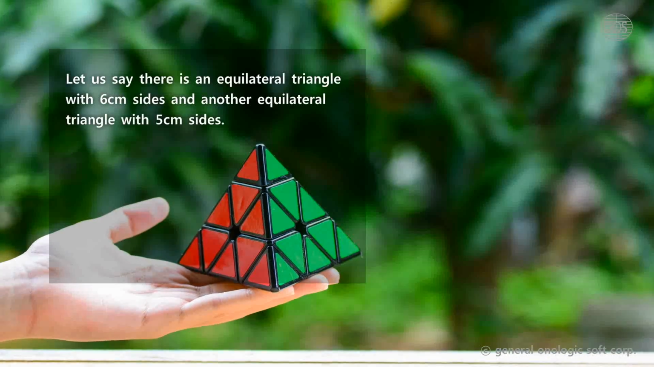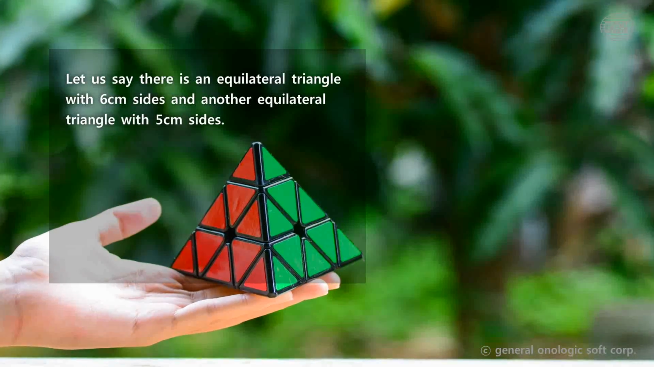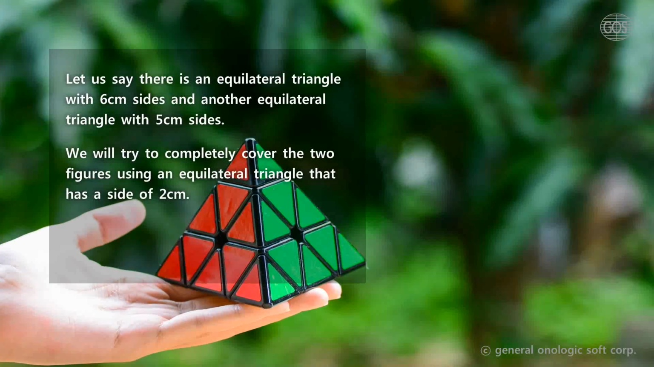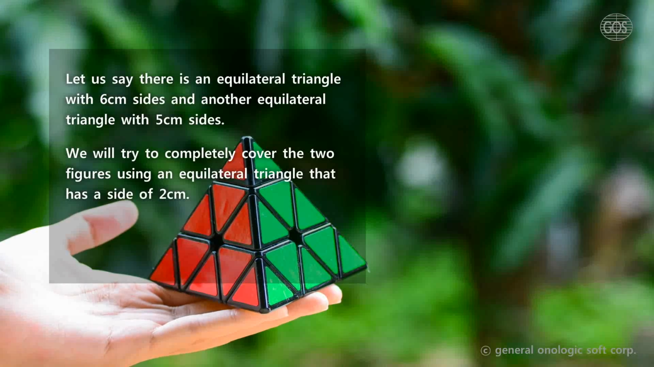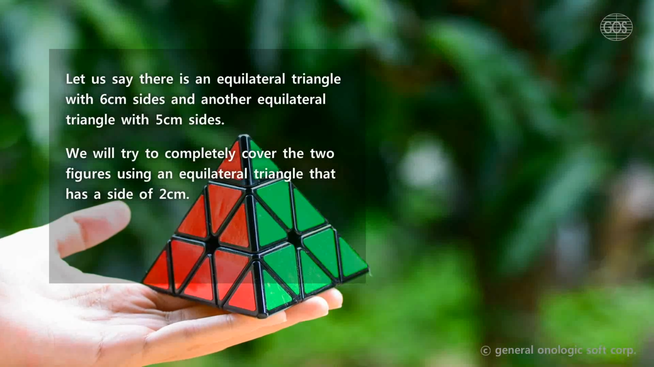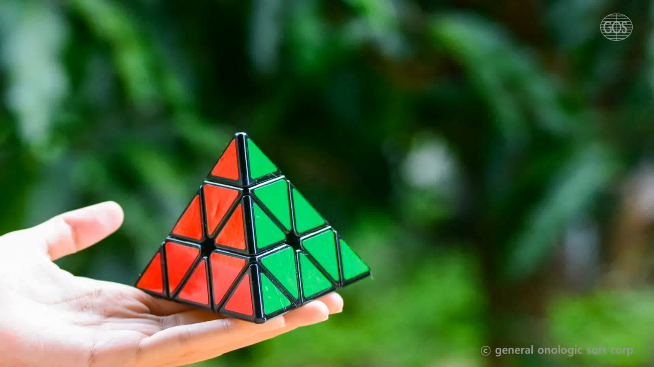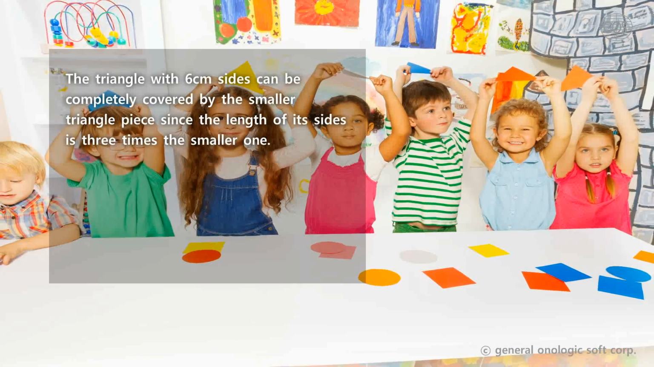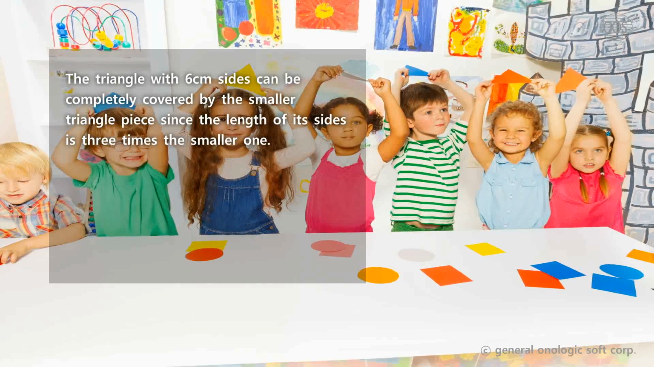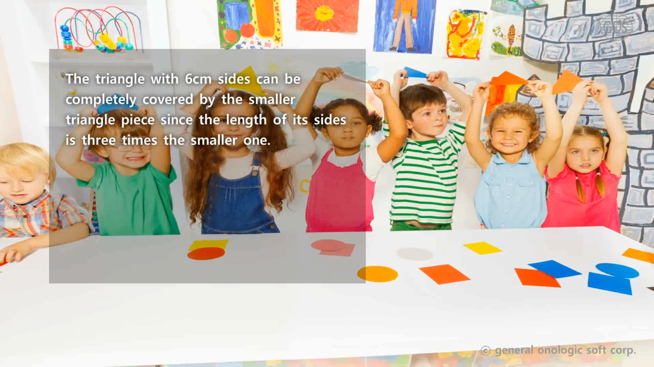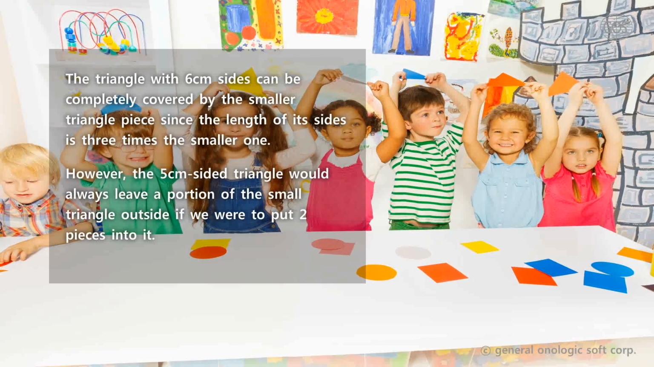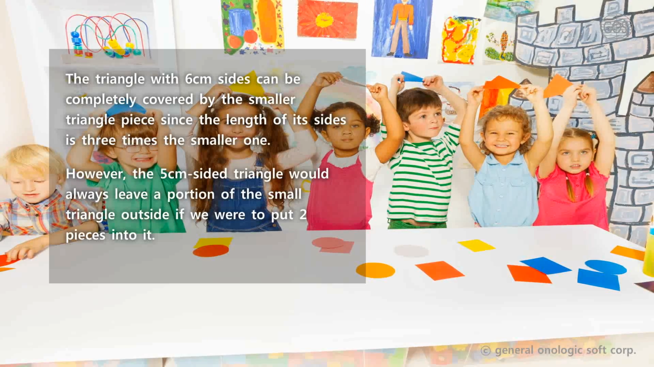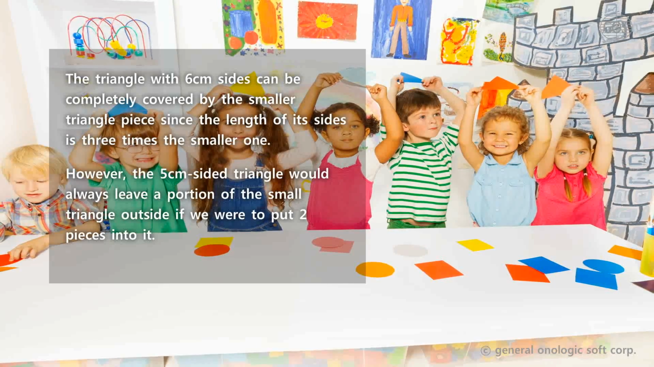Let us say there is an equilateral triangle with 6 cm sides and another equilateral triangle with 5 cm sides. We will try to completely cover the 2 figures using an equilateral triangle that has a side of 2 cm. The triangle with 6 cm sides can be completely covered by the smaller triangle piece since the length of its sides is 3 times the smaller one. However, the 5 cm sided triangle would always leave a portion of the small triangle outside if we were to put 2 pieces into it.